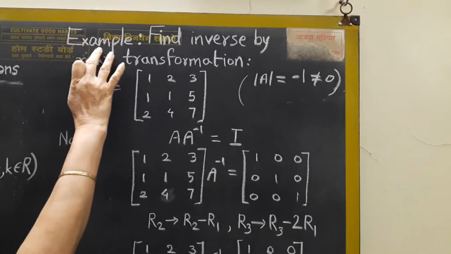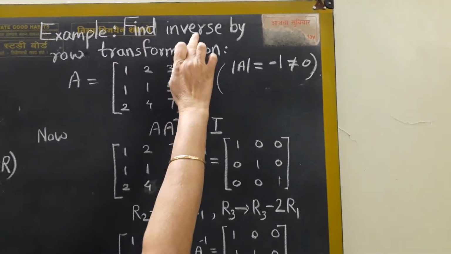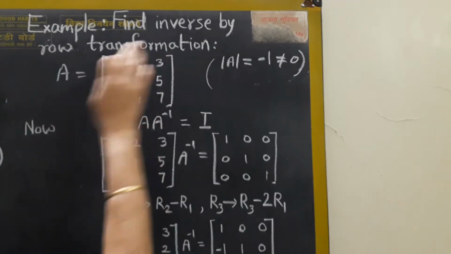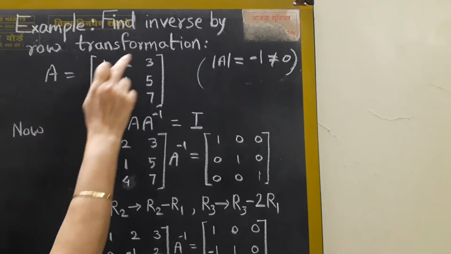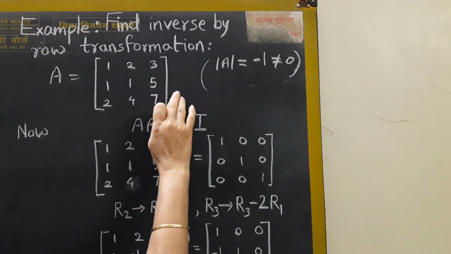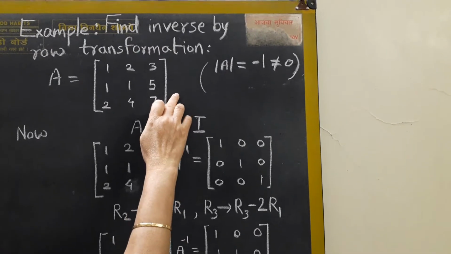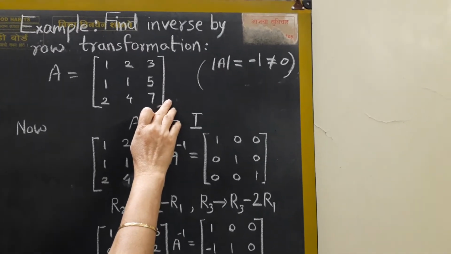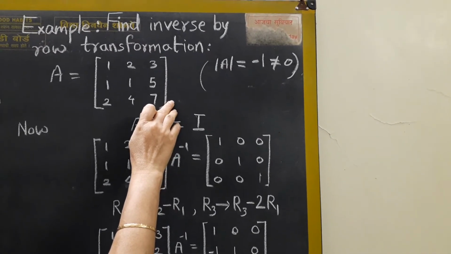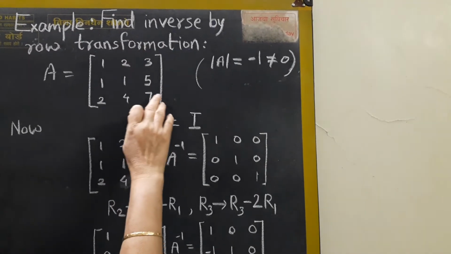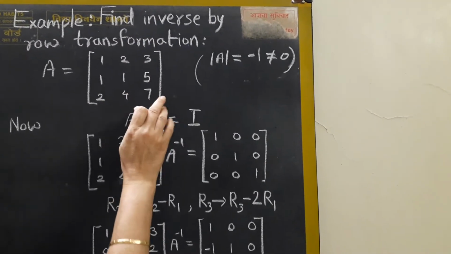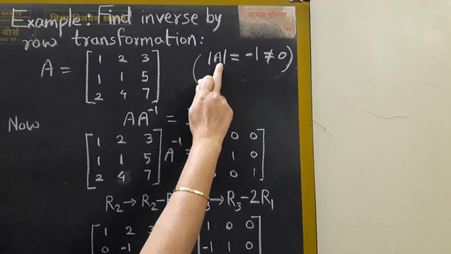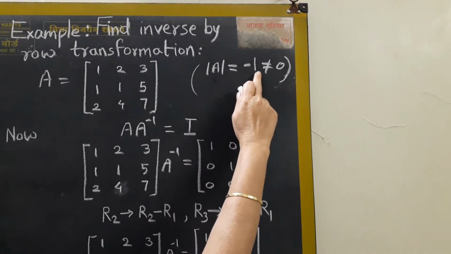Here is one example to find the inverse of a matrix by row transformations. The matrix A is the same matrix we considered in the previous video, where we found the inverse using the adjoint method. You can refer to that matrix; we have already found its determinant as -1.